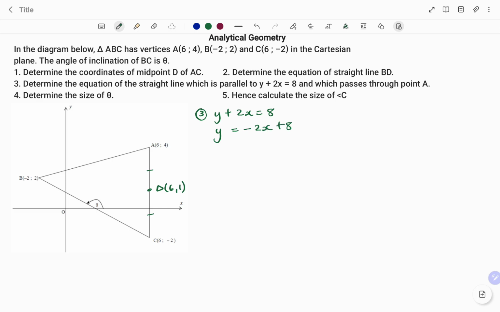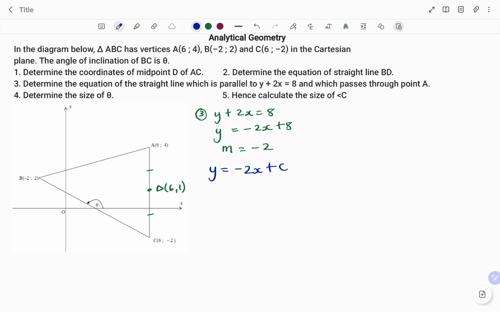And because the line is parallel to this line, they're going to have the same gradients. So if you have two lines parallel to each other, the gradients are the same. So my m will be -2. The next point says, I'm going to rewrite the equation as y equals -2x plus c. That's the equation of the new line.